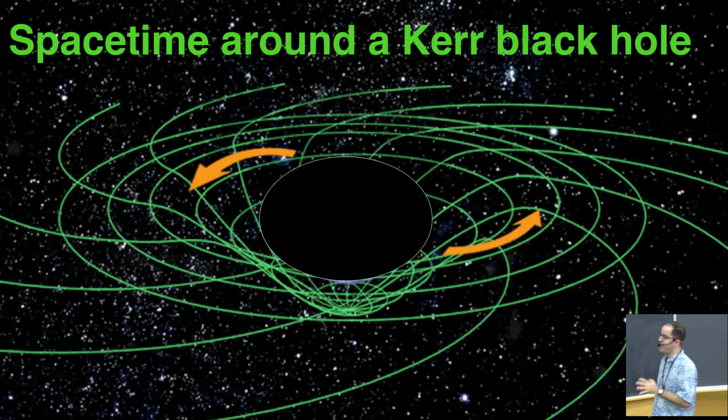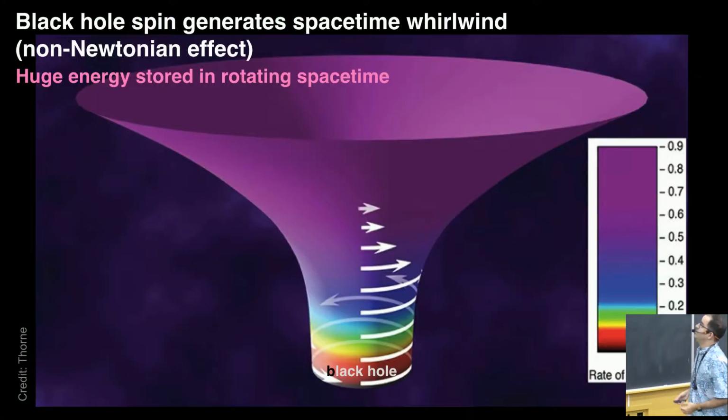Okay, so we can imagine if you try to build an embedding diagram for the space-time around a Kerr black hole, it's dragging space, it's dragging observers. This is what the space-time geometry looks like around a Kerr black hole. Here is the frame dragging effect. The space-time around the black hole has a huge amount of rotational energy stored in space-time. And if you are smart, you can extract that rotational energy stored in the space-time around the black hole.